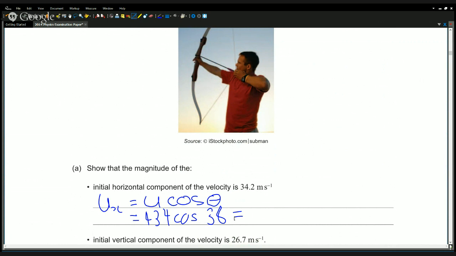Okay, so that rounds off to three significant figures as 34.2, which is what we're looking for. That confirms that, and it's a 0.4 there. Okay, put a point in there.